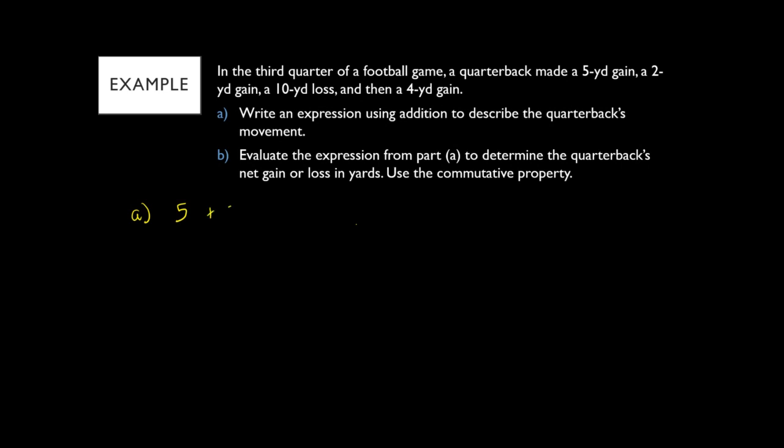And then a 2-yard gain. Then a 10-yard loss, so that's subtracting 10. Or you can think of it as adding a negative 10, so a loss would be considered a negative number. And then we have a 4-yard gain. So looking at this, okay, 5 plus 2, 7, that's easy enough. But then you have to go to a negative 10, and then you're adding 4, and that's maybe not as easy to do in your head.